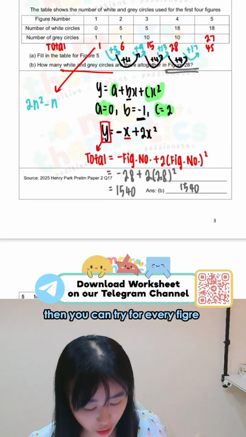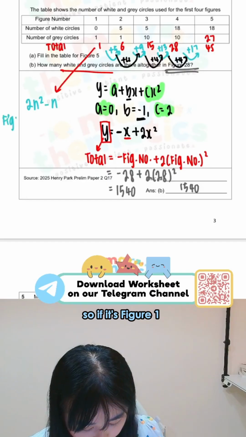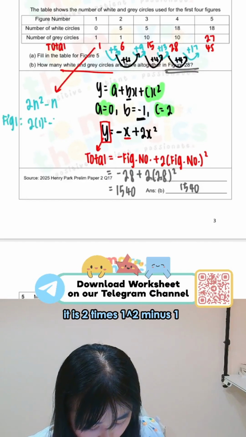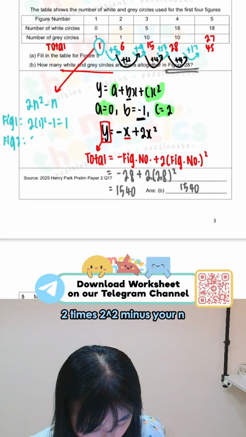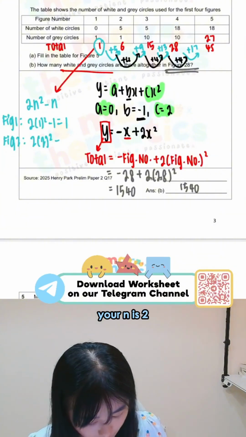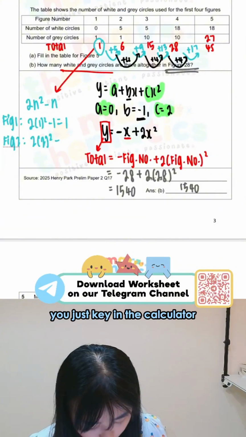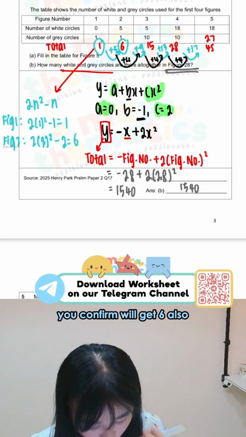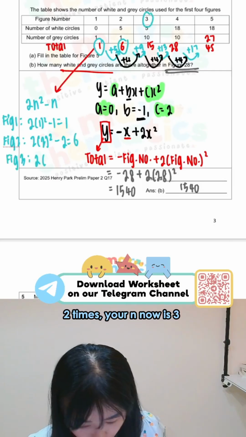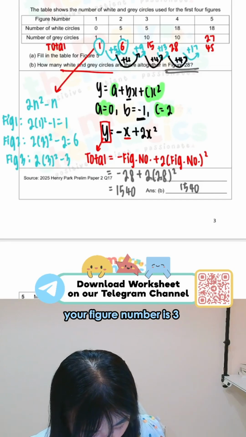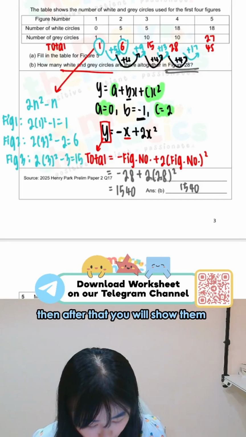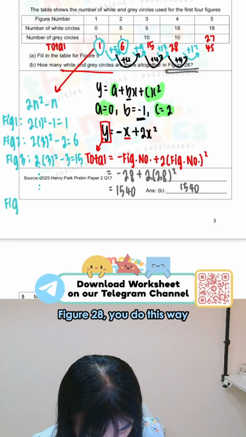Then you can try for every figure, okay? So if it's figure 1, it is 2 times 1 square minus 1. You key in the calculator, confirm get 1. If it's figure 2, it's 2 times 2 square minus your n, your n is 2. You just key in the calculator, you confirm will get a 6 also. 2 times your n now is a 3, so 3 square minus your n is a 3. Your figure number is 3. And then you get 15. Then after that, you will show them figure 28.